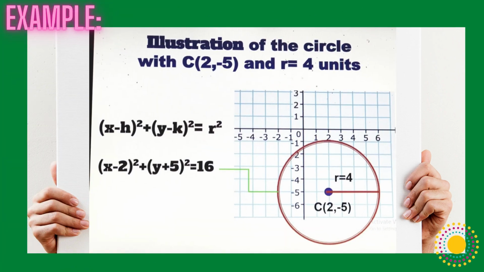So let's draw the circle with center at (2, −5). Locate (2, −5) on the fourth quadrant, and the radius is 4 units. So from (2, −5), we need to move 4 steps in any direction. In this case, we move 4 steps to the right of (2, −5). And then draw the circle using your compass. Now we have a circle with the equation (x − 2)² + (y + 5)² = 16.